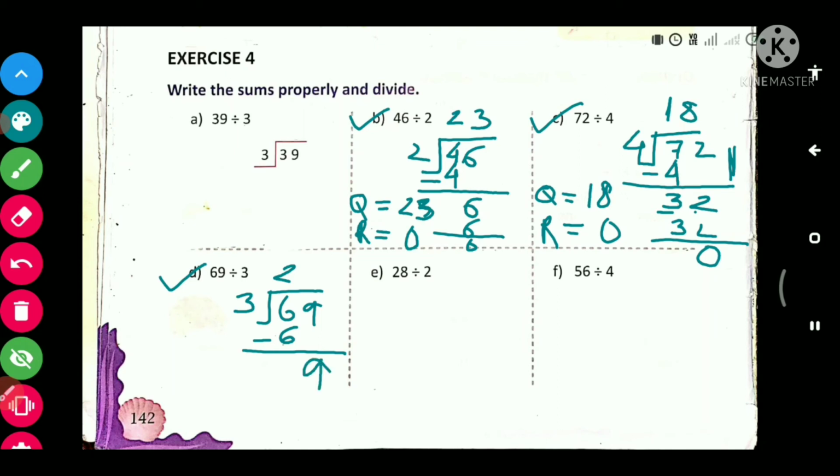We'll write this 9 here. We can also write 0. Okay. Now we'll see the multiplication table of 3. So is 9 there or not? 3 1s are 3, 3 2s are 6, 3 3s are 9. So we'll write 3 here and 9 here. 9 minus 9, it will be what? 0. So here the quotient will be what? 23 and the remainder will be what? 0.